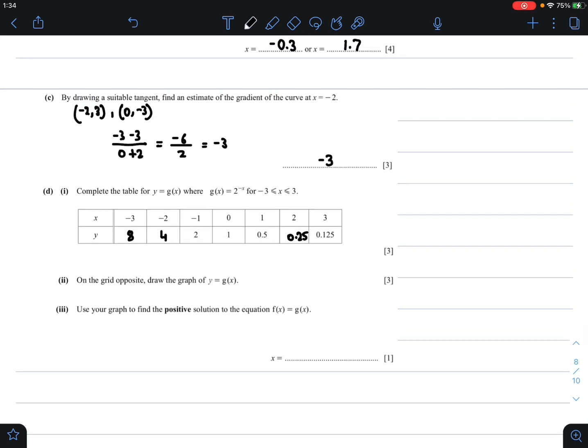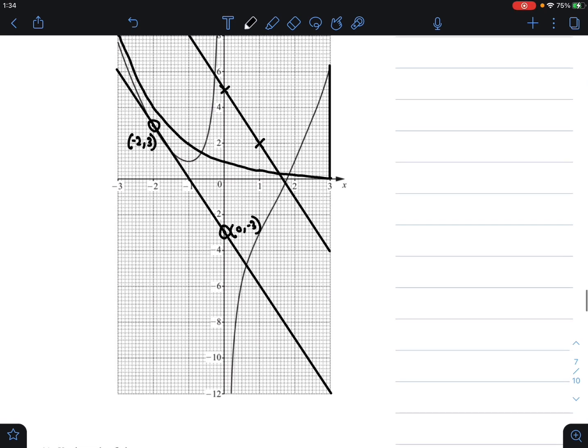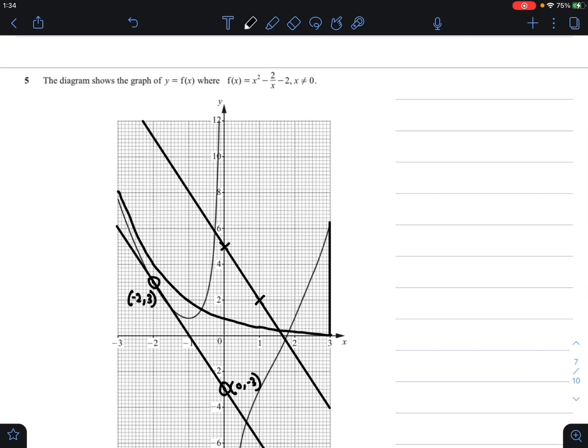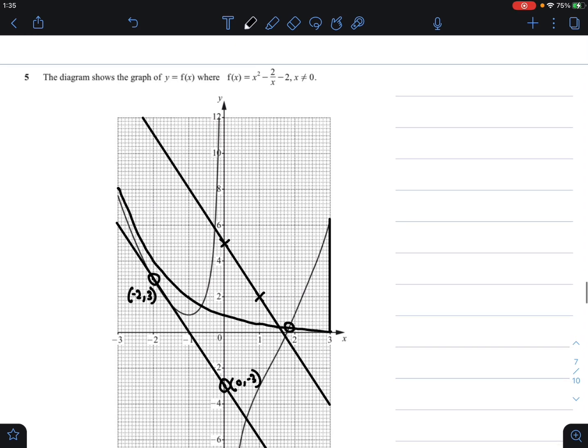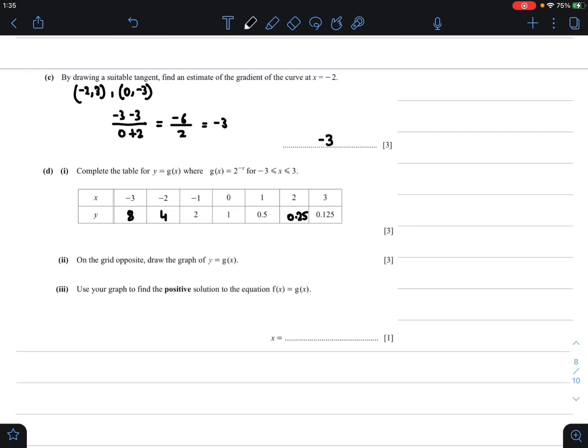They are asking you to use the graph to find the positive solution to the equation f(x) equals g(x). So for this all you need to do is see where the curve intersects the original curve, that is the f(x) equation. So it intersects the curve right here, approximately at the point 1.85. So you could say that your final answer for D3 is 1.85.